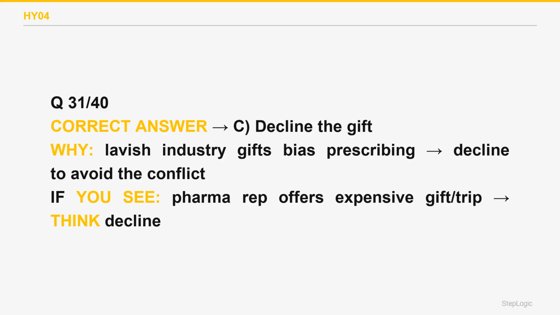Calling such gifts harmless ignores the well-documented influence they exert on prescribing, even when physicians believe they are immune. Choice A, wrong. Accepting the gift and prescribing more is exactly the conflicted behavior the rule against industry gifts is meant to prevent. Choice D, wrong. The physician should decline the gift.